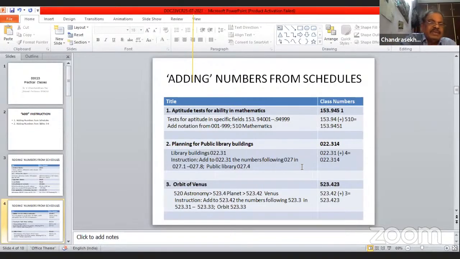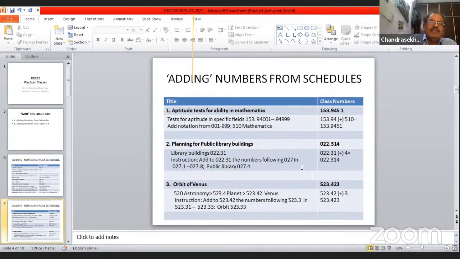Here you can see, for example, planning for school library buildings. So the title is planning for school library buildings. What do you have to do? 027.8 is the school library. So you remove the 027. What is left? 8 is left. The remaining number is 8, which represents the school libraries. So 022.31, then you add 8. It will become the school.